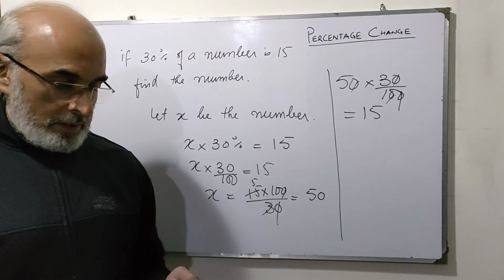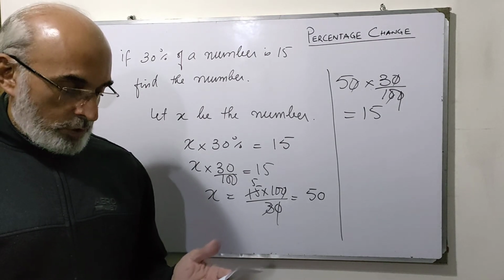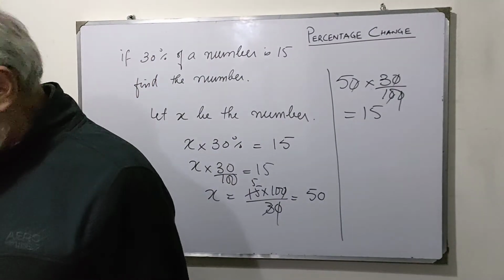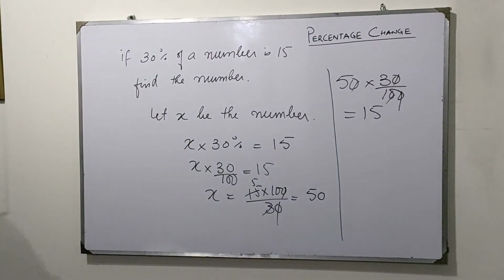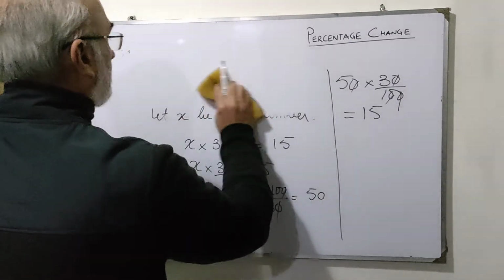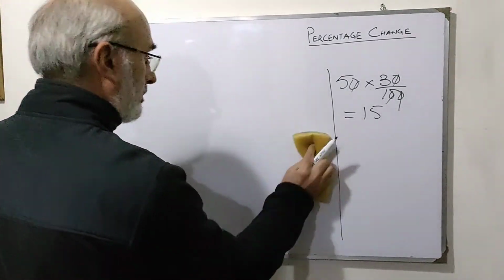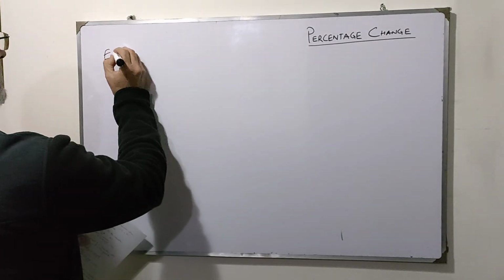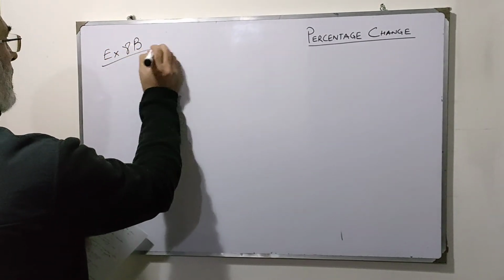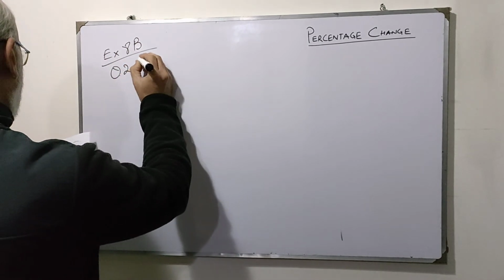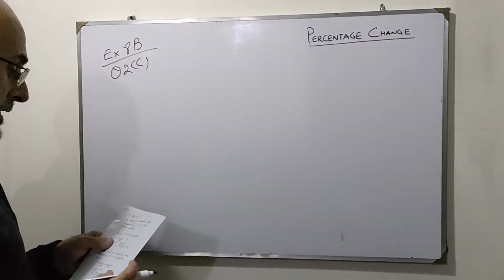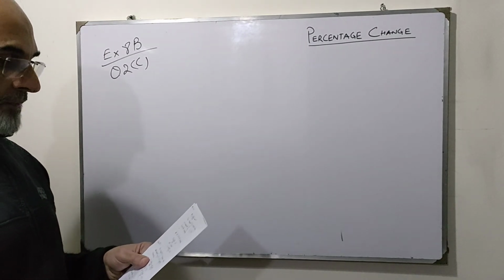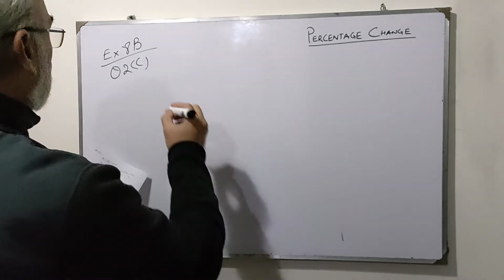I'm going to do a couple of parts from question number 2 of exercise 8b. Exercise 8b, question number 2, and part is C. The result of a number when increased by 15% is 161. Find the number.